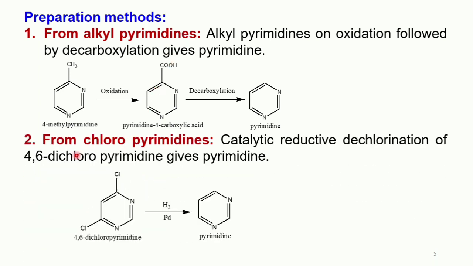The second method is from chloropyrimidines. We can take the chloro derivative of pyrimidine and carry out catalytic reductive dechlorination, that is, removal of chlorines. For example, 4,6-dichloropyrimidine upon reductive dechlorination in the presence of palladium gives the pyrimidine.